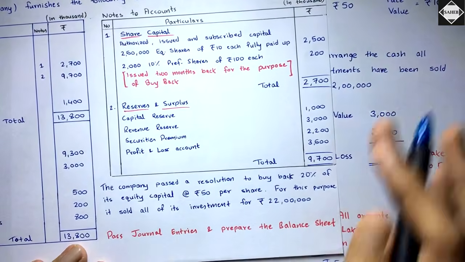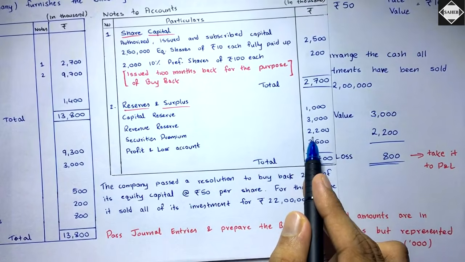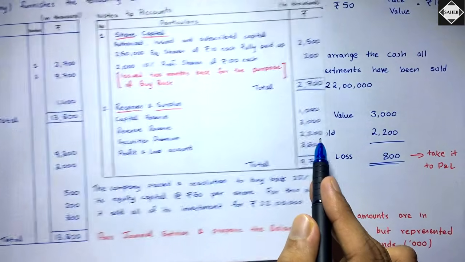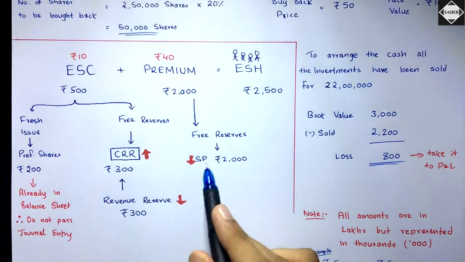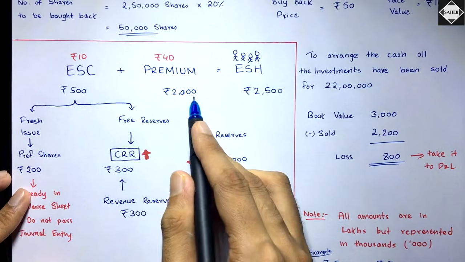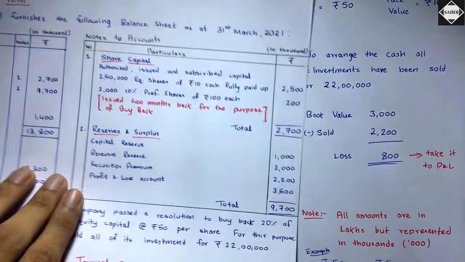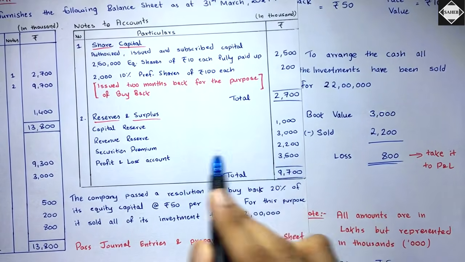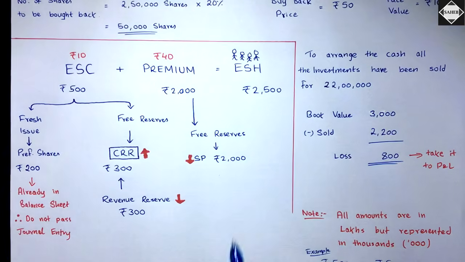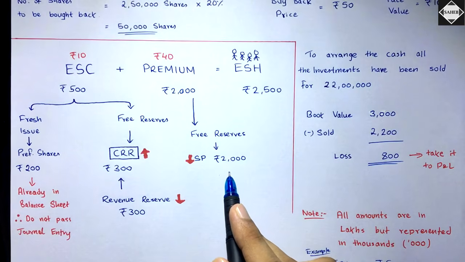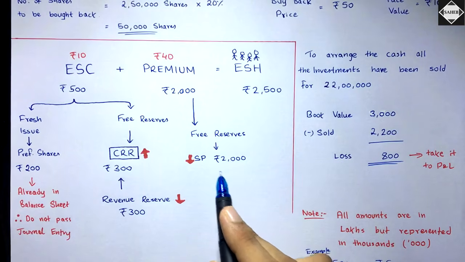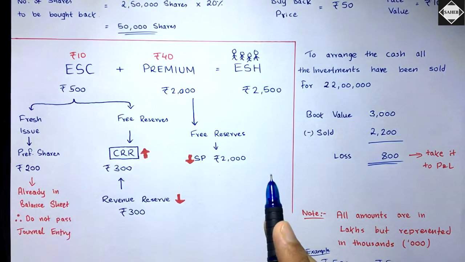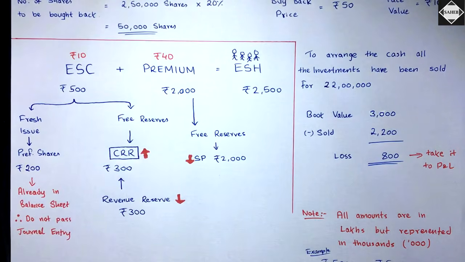So what we're going to do is utilize securities premium. Let's do that. Securities premium, how much do we need? We need 20 lakh. We have more than that, we have 22 lakh in securities premium. So we're going to utilize securities premium by 20 lakh. Securities premium will decrease by 20 lakh, so you will have to debit that. Reserves are decreasing, you will have to debit that. Simple logic. Is that clear?